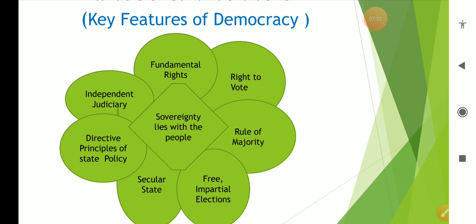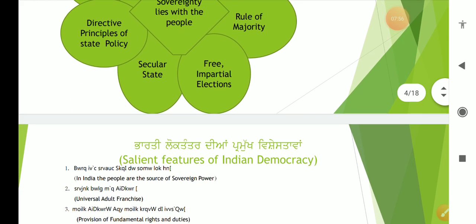Along with that, a key feature of Indian democracy is that there are certain commissions for SCs, STs, and minorities, and these commissions take care of the rights of people belonging to these sections of society in our country. So these are the key features of Indian democracy. Let's move further ahead.